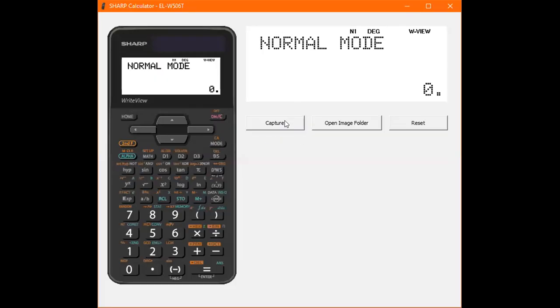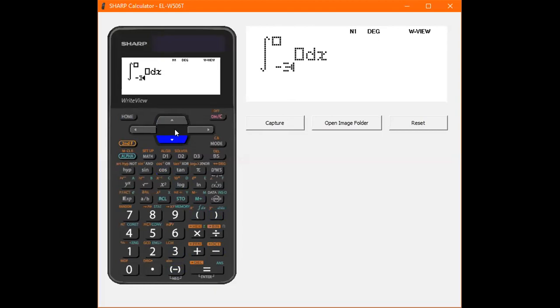right, so my integral is on this button here. So I'm going to say alpha and my integral, because my integral is blue, so I need to use my blue key. Let's put in -3. Remember not to use your minus button to do a negative. You need to use your negative button to do a negative number, otherwise it's going to give you an error.